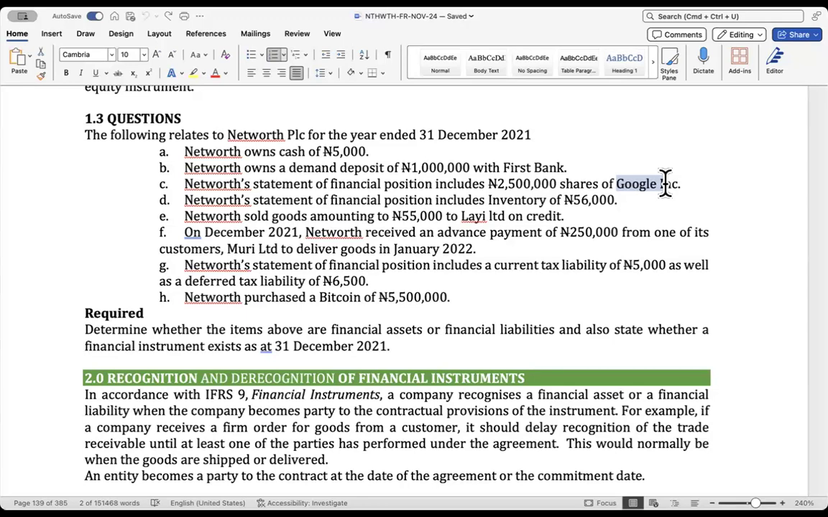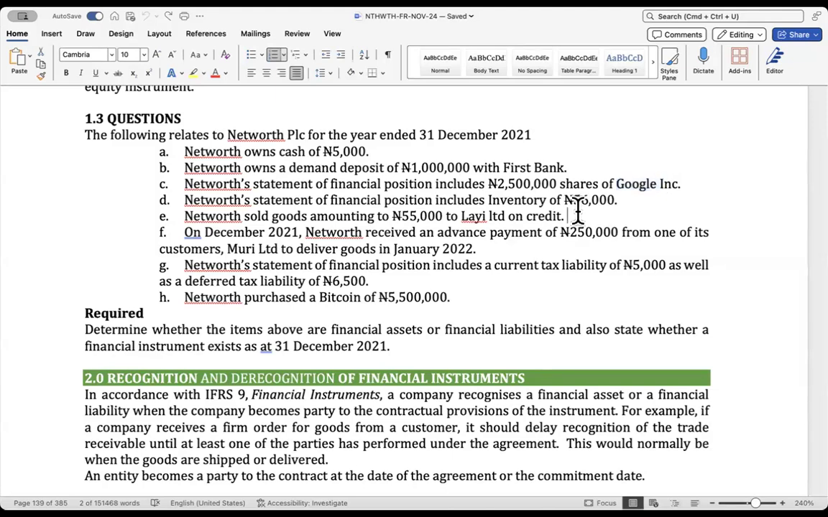Yes, sir. Of course, financial instruments exist. Okay, Latif, go ahead. Net worth statement of financial position includes inventory of 56,000. So there is no financial instrument and there is no financial asset. Inventory is not included. That's correct. Inventory is not a financial asset. It is just inventory, in line with IAS 2. That is all it is. That's absolutely correct.